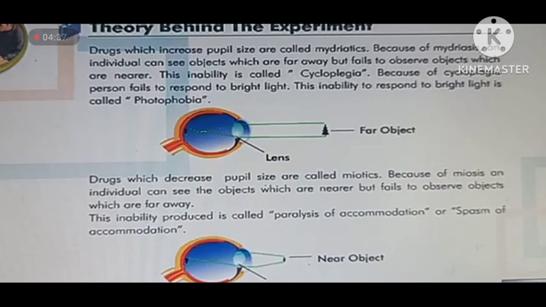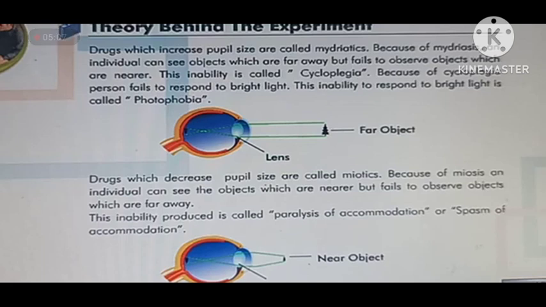Drugs which increase pupil size are called mydriatics. Because of mydriasis, an individual can see objects which are far away but fails to observe objects which are nearer. This inability is called cycloplegia. Because of cycloplegia, person fails to respond to bright light. This inability to respond to bright light is called photophobia.